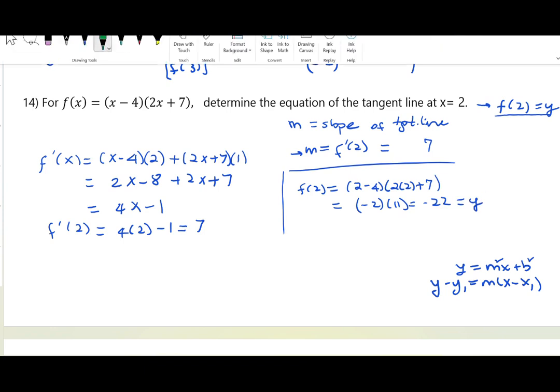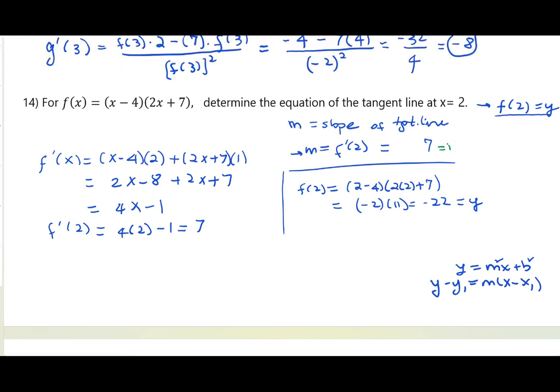So it looks like what we're given is slope is equal to 7, and the point that the tangent line goes through is the x value 2 and the y value of negative 22. So we're looking for a line with those properties, with a slope of 7 going through 2 comma negative 22. I think out of habit, I always like to use this one, y minus y sub 1. So I'm going to proceed with that to get the equation of the tangent line.